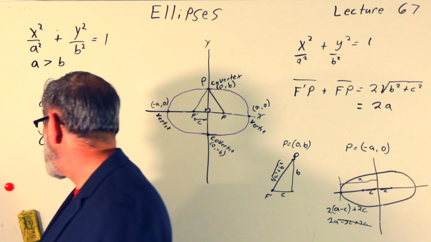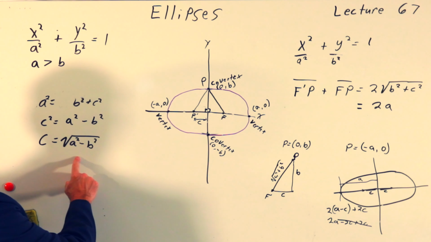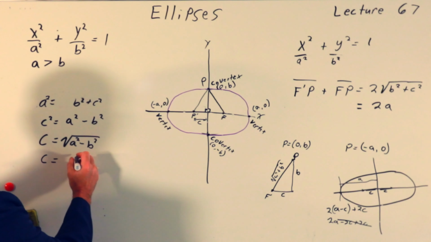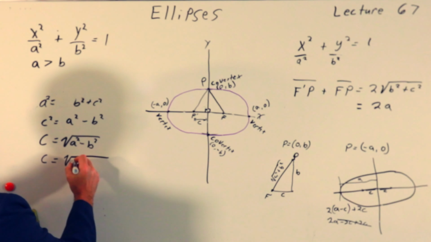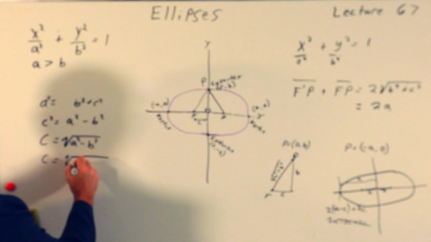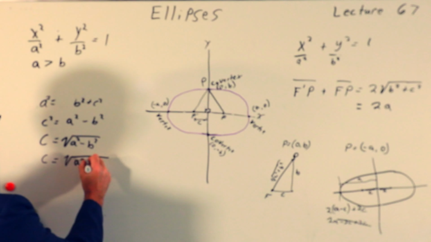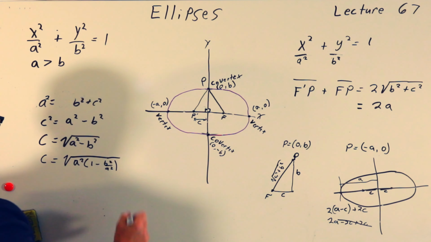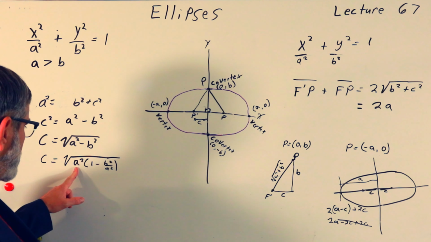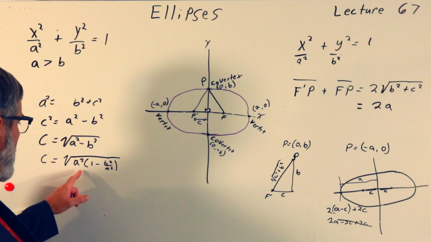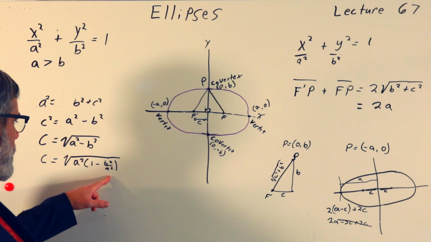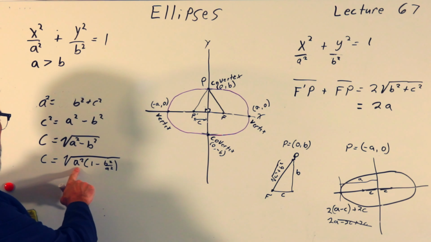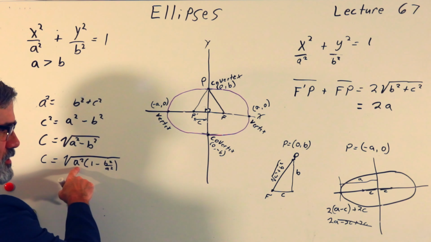But we're going to define it like this. I'm going to take this expression here and factor out an A. So we'll have C equals the square root of A squared times 1 minus B squared over A squared. If I multiply this through using the distributive property, A squared times 1 is A squared, and A squared times minus B squared over A squared is just minus B squared. Nothing tricky here. Then I can pull out this A squared, because the square root of A squared is A.